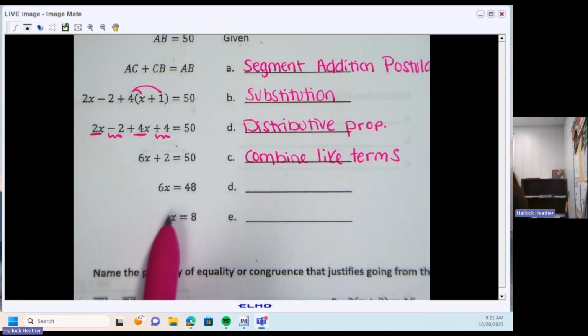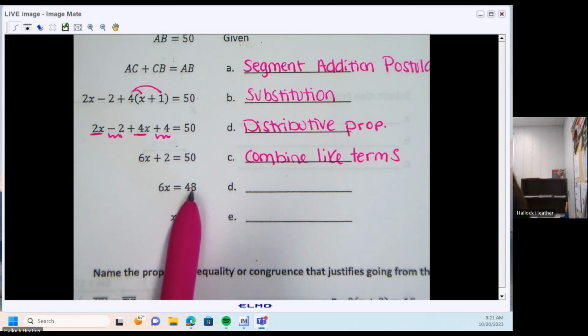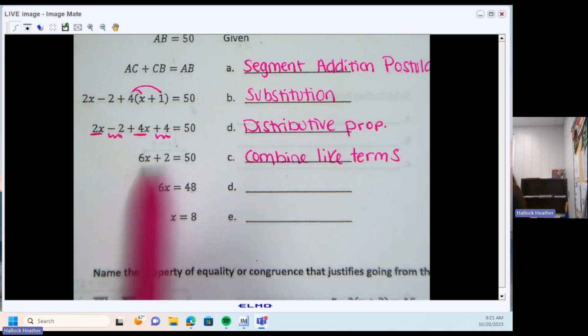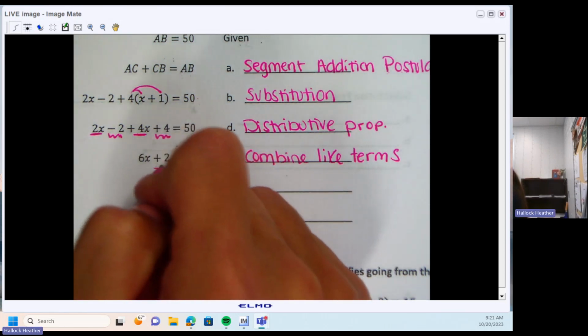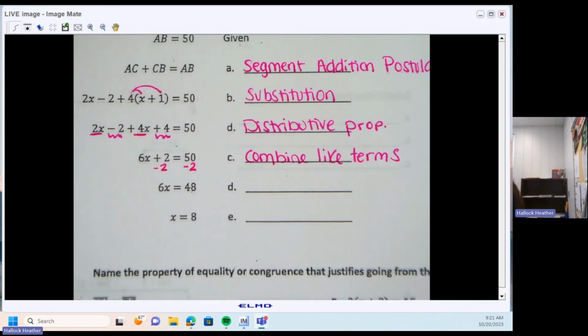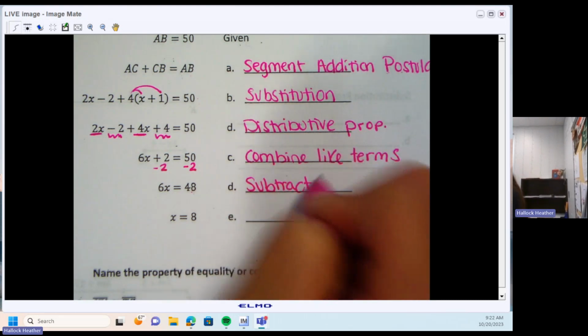Now it's a 2-step equation. I went from 6x plus 2 equals 50 to 6x equals 48. So how did we go from this to this? Subtraction property of equality. Since I'm minusing 2 to both sides to get the 2 to cancel, that is subtraction or subtract POE.